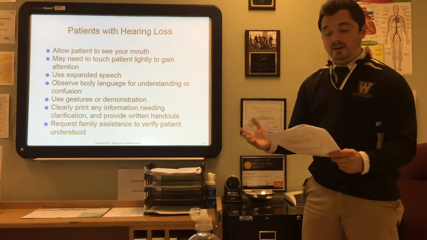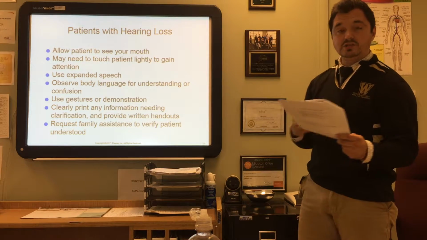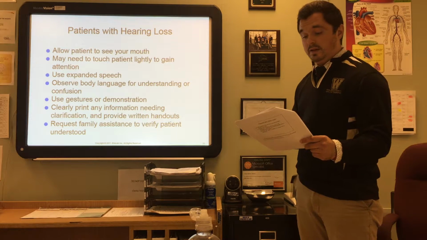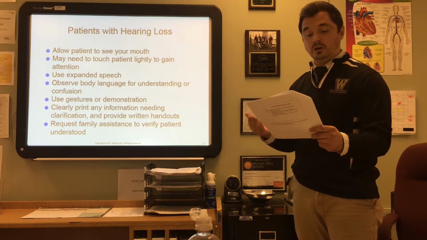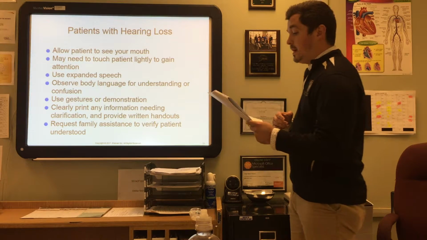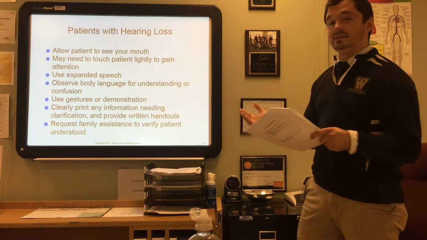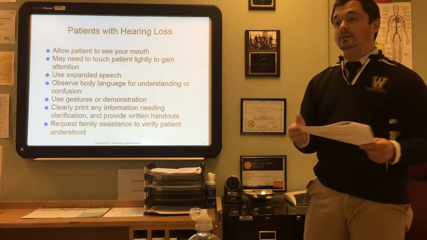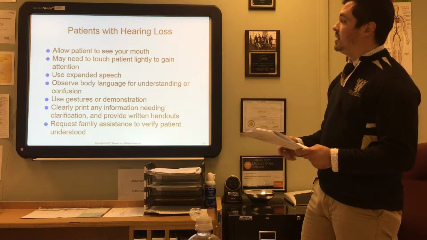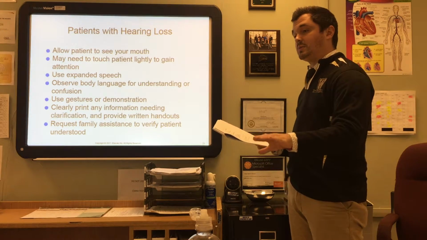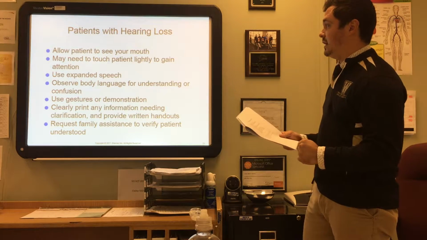Then you have the patients that have hearing loss. So if a patient is wearing a hearing aid, ask them whether it is on and working before you start the conversation. The patient may turn off the hearing aid to prevent an annoying background noise as well. So allow your patient to see your mouth when you're talking to them. Make good eye contact and speak clearly. You may need to touch the patient lightly to gain attention. If they're not hearing you or not responding to you, they don't see you, a light touch will let them know.